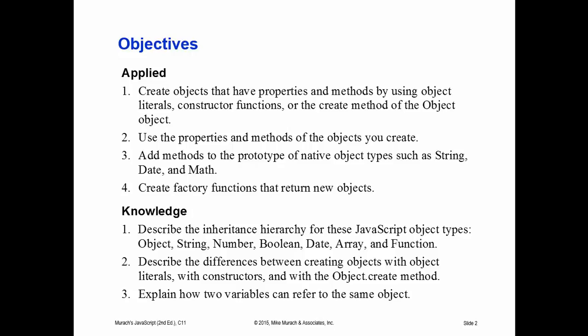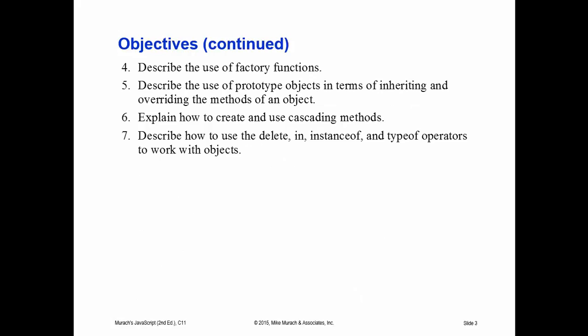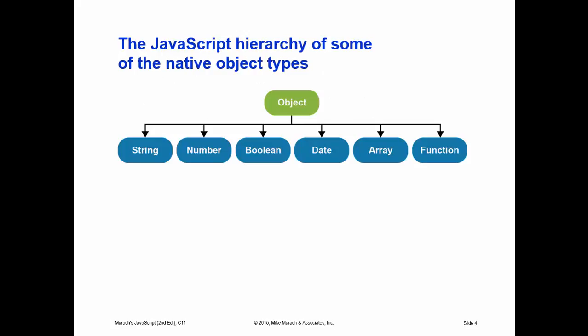Explain how two variables can refer to the same object. Describe the use of factory functions. Describe the use of prototype objects in terms of inheriting and overriding the methods of an object. Explain how to create and use cascading methods. Describe how to use the delete, in, instanceof, and typeof operators when working with objects.